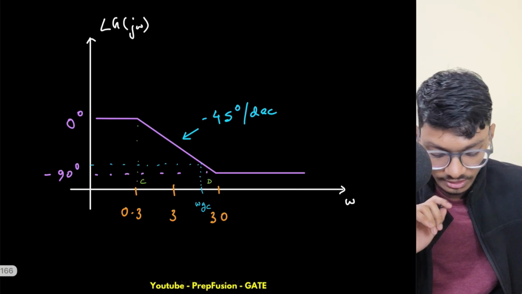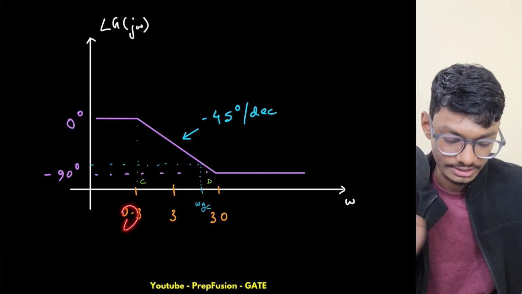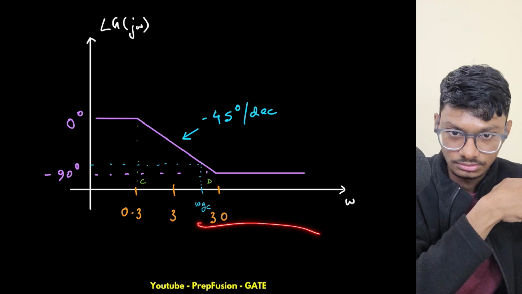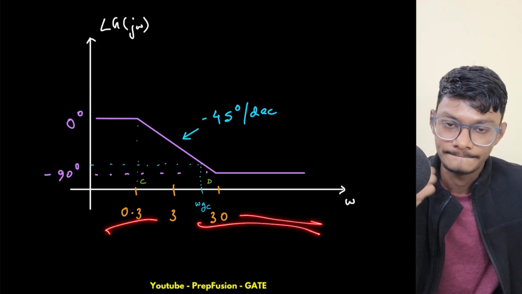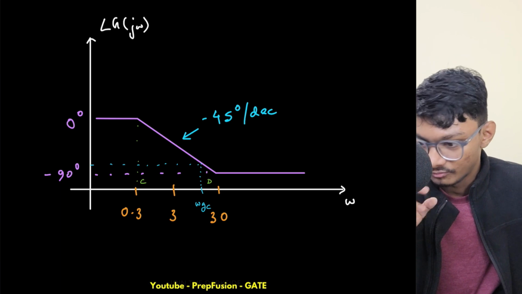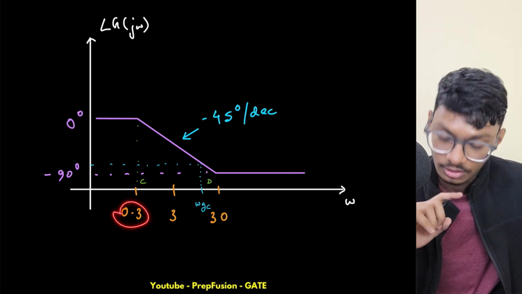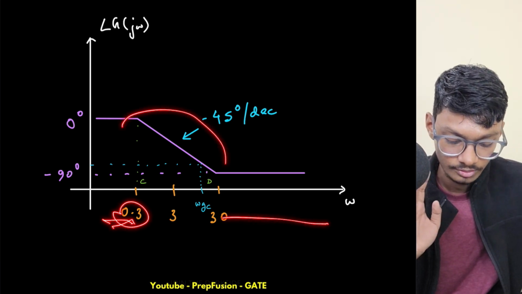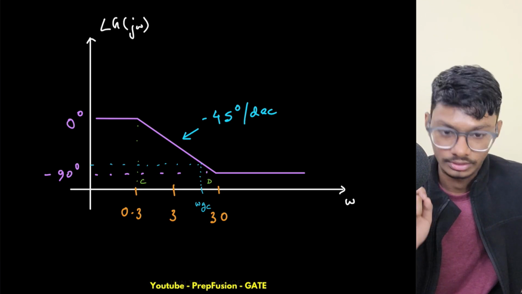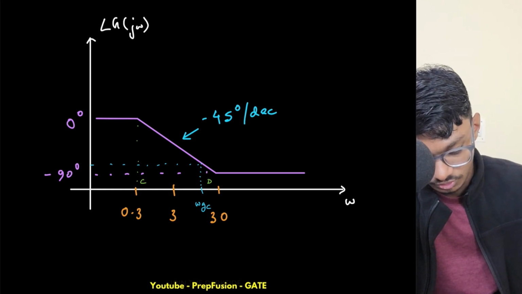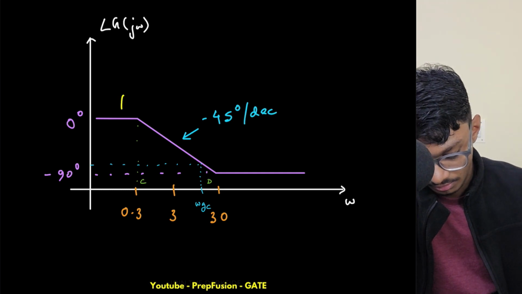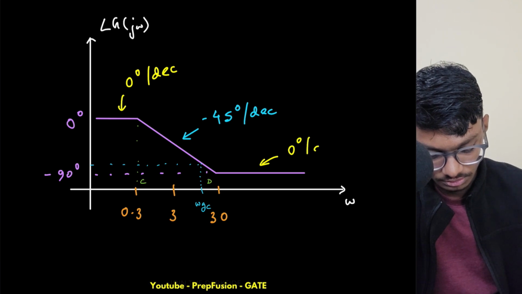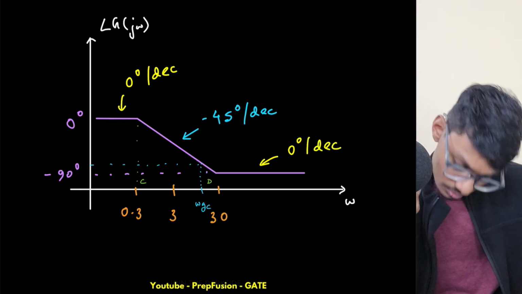So this is the phase plot. In the phase plot I have got the point that 10 times before the corner frequency and 10 times after the corner frequency, the slope will be minus 45 degree per decade. What I mean by that is, before this frequency the slope will be 0, and after this frequency the slope will be 0. In between the slope will be minus whatever degree per decade. So this is the main thing that I wanted to explain here. So this slope will be 0 degree per decade and 0 degree per decade. Okay, these slopes will be 0, right?